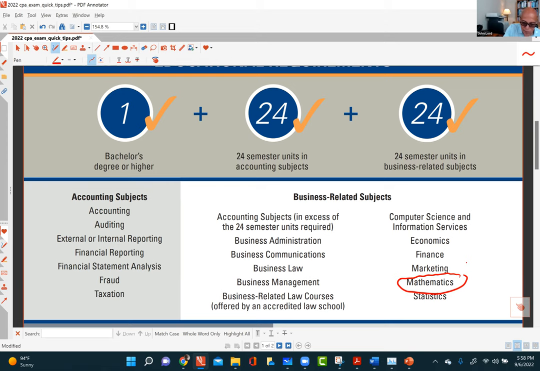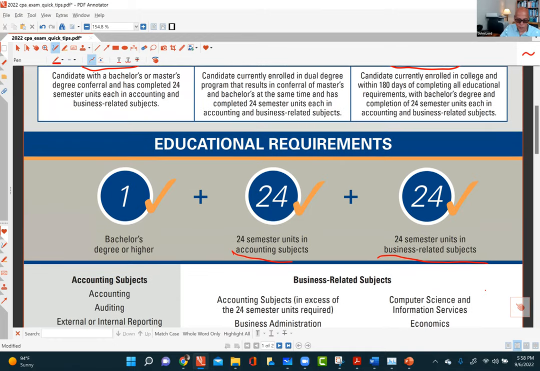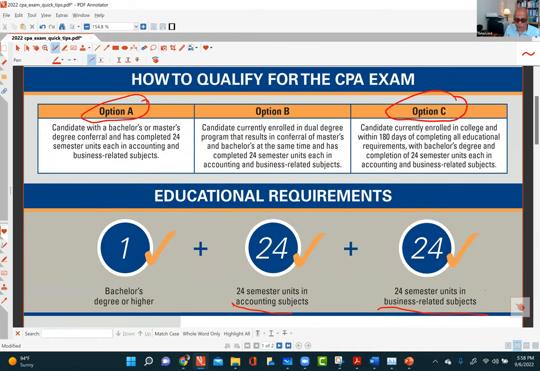So you have to have 24 in accounting, 24 in business, along with your bachelor's to be eligible to sit for the exam. That's under option A. Any questions?